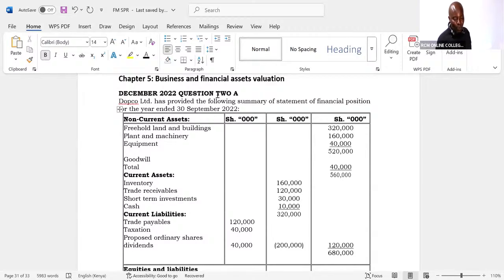So December 2022, question number 2A, you'll allow me to read. DOPCO Limited has provided the following summary of statement of financial position for the year ending 30th September 2022. We're given here non-current assets. You can see we have freehold land and buildings, plant and machinery, equipment, and goodwill, totaling 560,000. Our current assets are totaling 320,000. You can see our current liabilities are coming to 200,000. Those are current liabilities, all right?